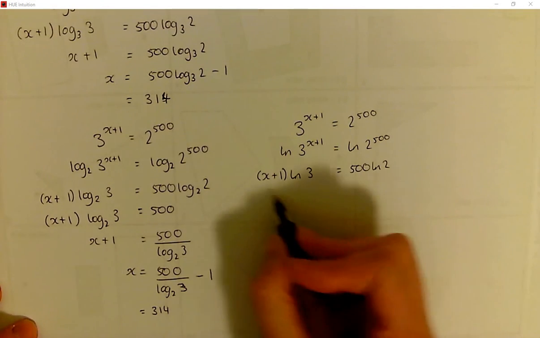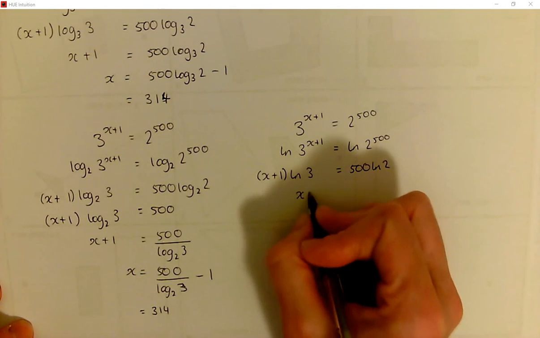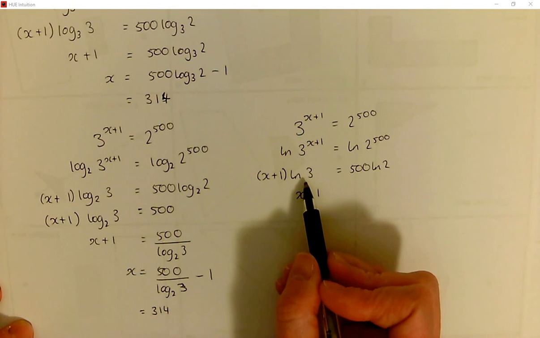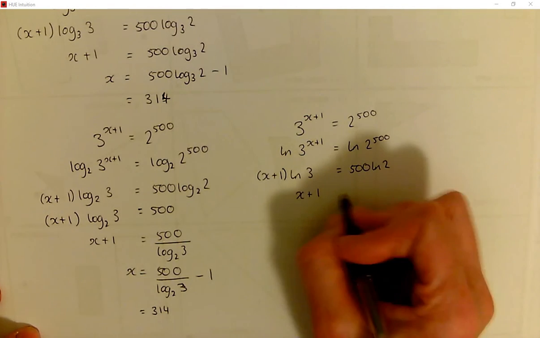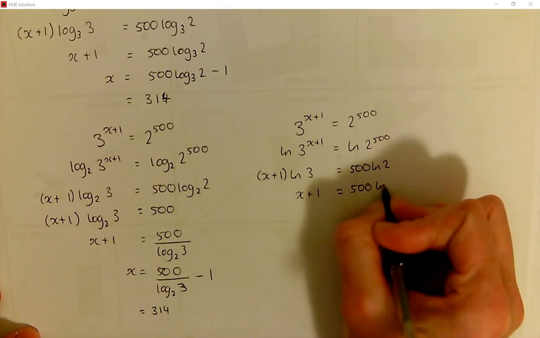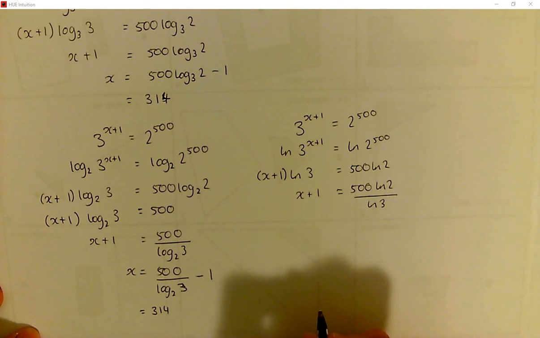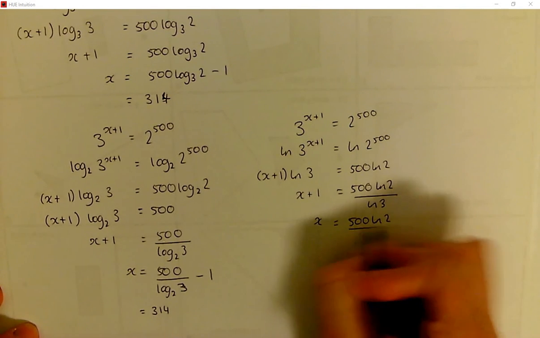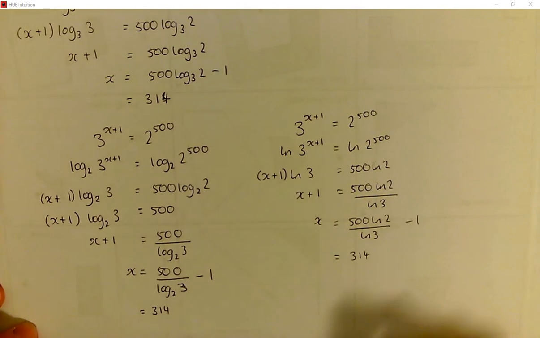Okay, and then we want to isolate x, so we're going to divide by natural log 3 first of all. There's nothing to simplify this time, if you notice, because the base here would be e, or if you took log it would be base 10, and so 2 and 3 are different from that. Alright, and then we want to subtract 1. Okay, and again, if you type that into your calculator, it rounds to 314.